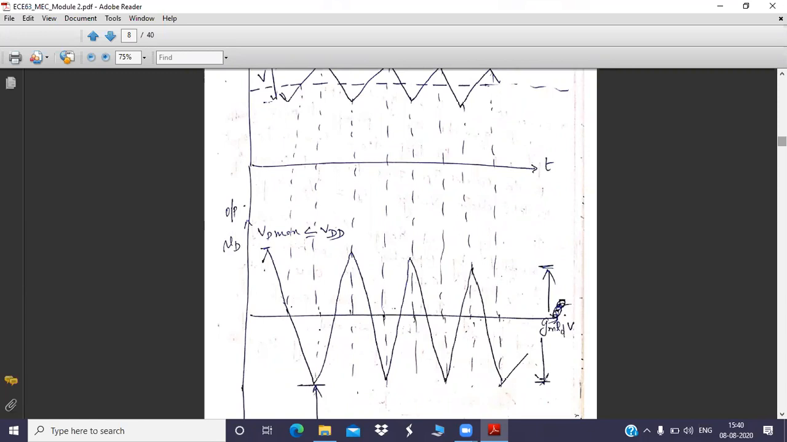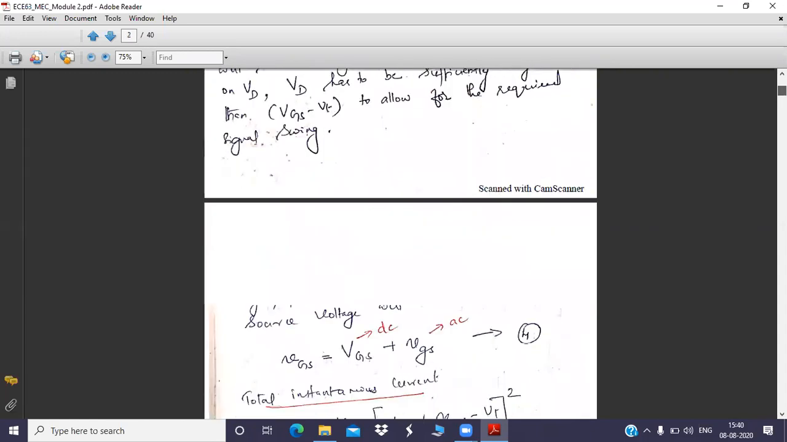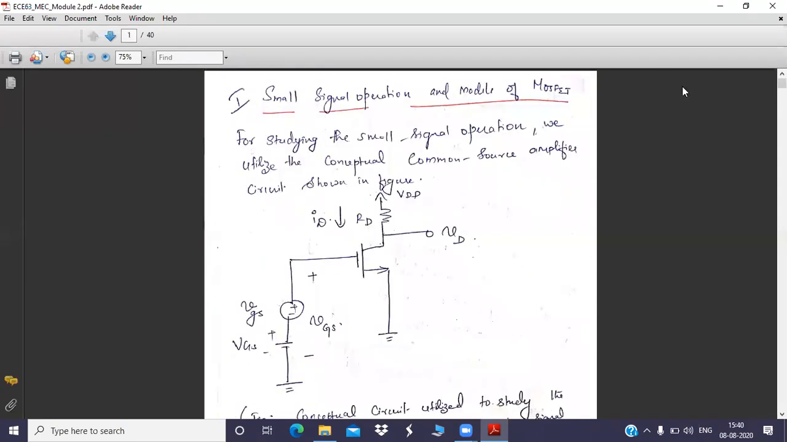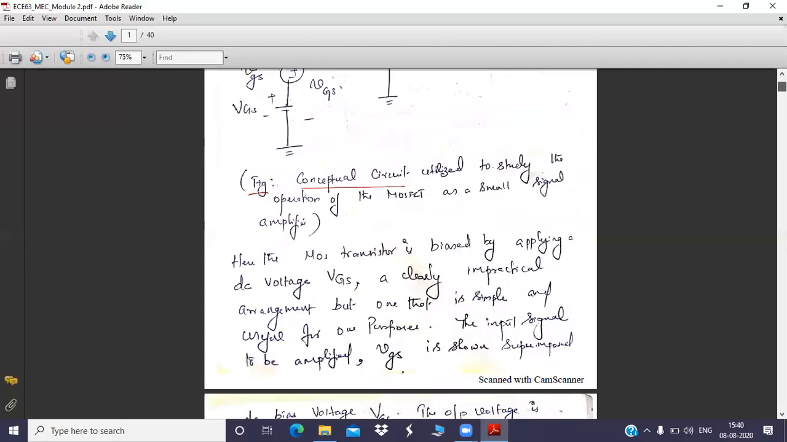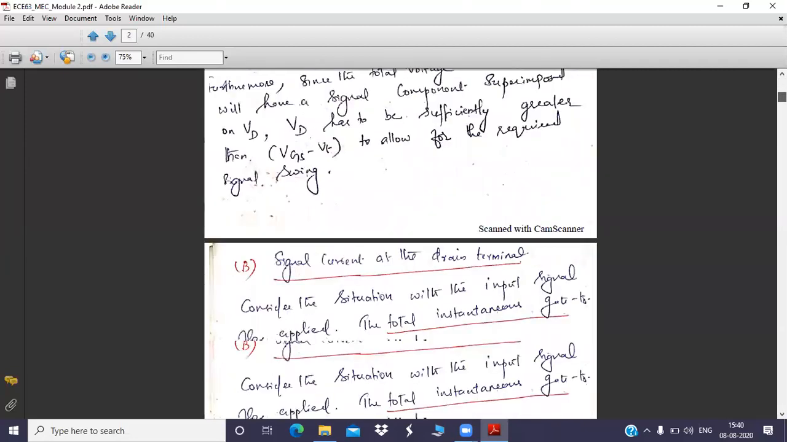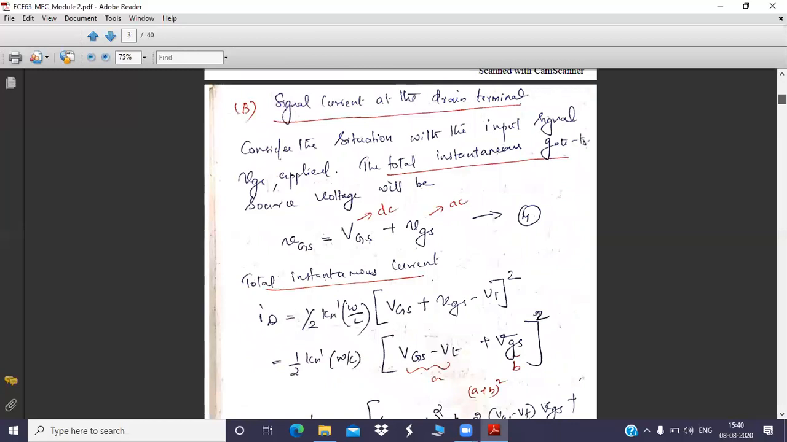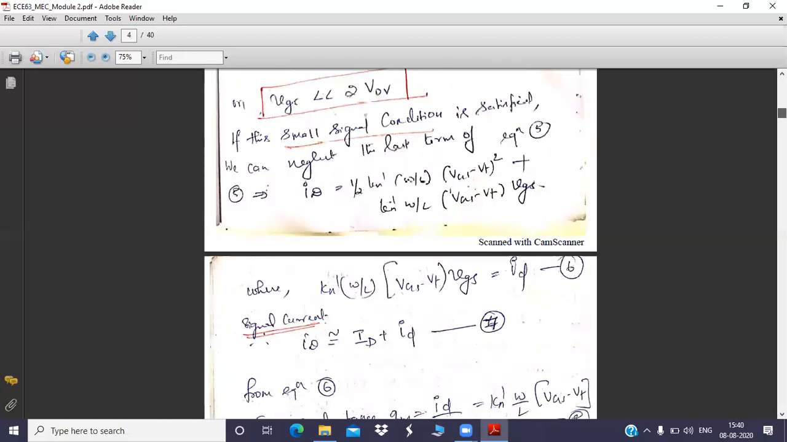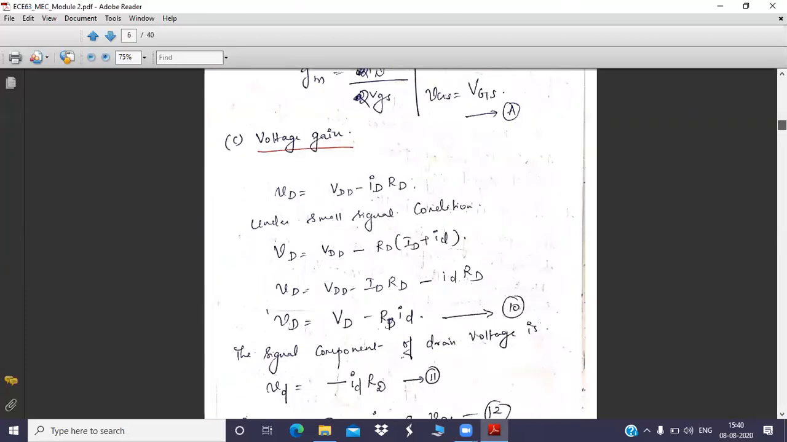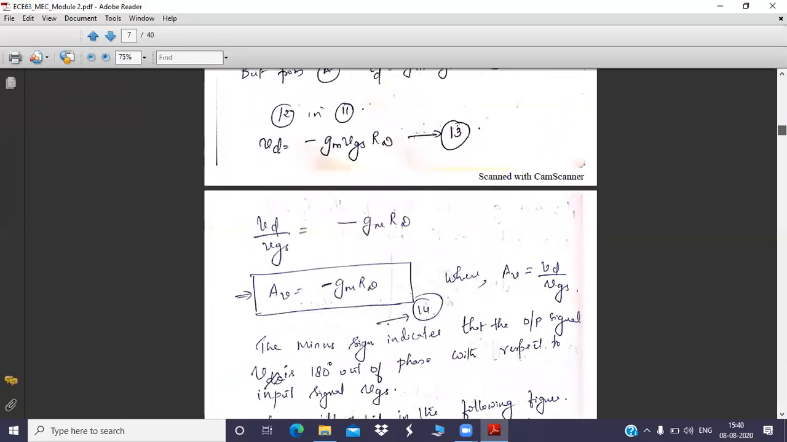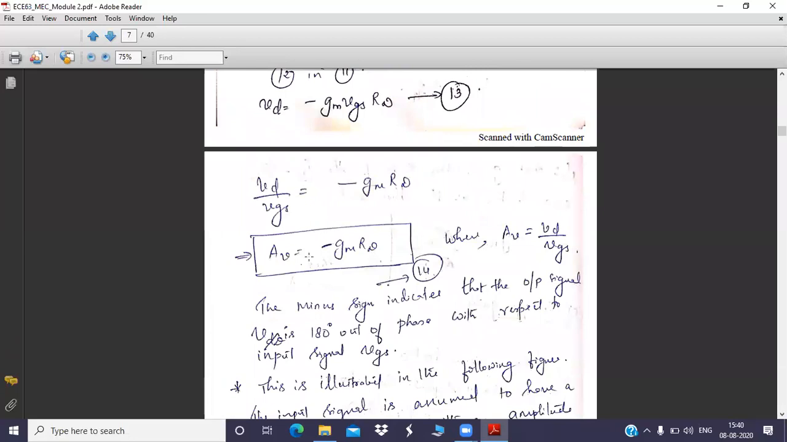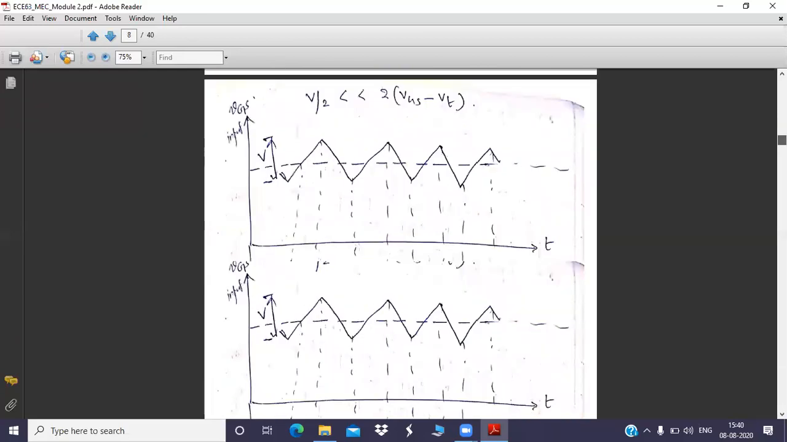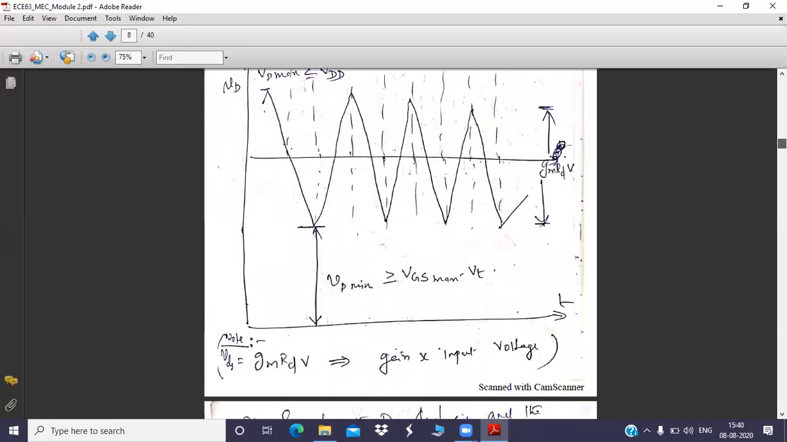So 3 subheadings we have finished here under the small signal operation and models of MOSFET. What are those? First topic was to find the DC bias point. Second topic was to find signal current, and further we have derived the transconductance both graphically and analytically. Then we have derived the equation for voltage gain, which you have to learn by heart: minus gm into RD. And the minus sign signifies that the output is phase reversal of the input, and finally you have to draw the input and output.